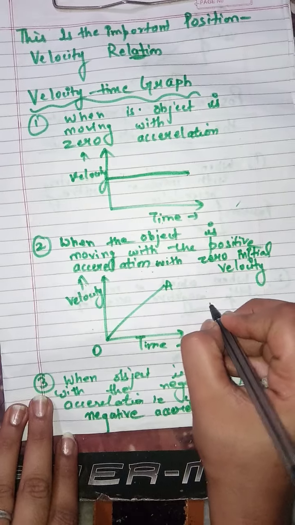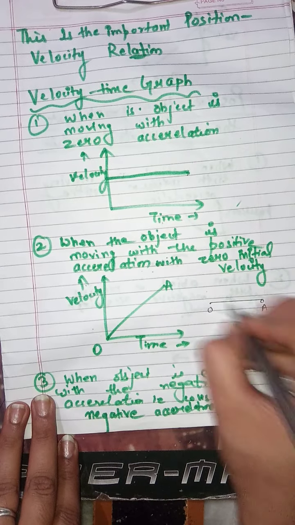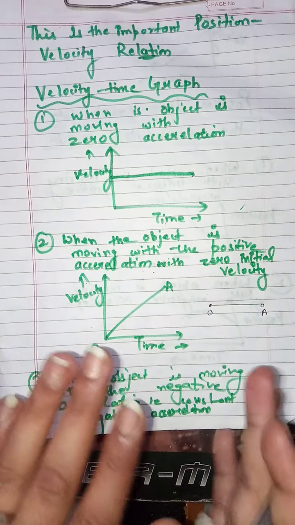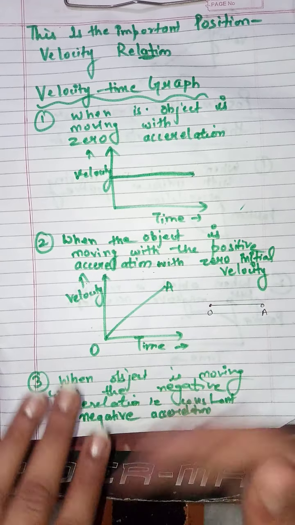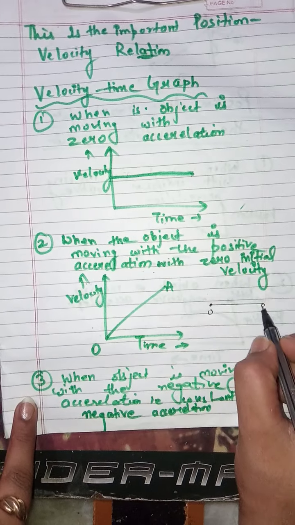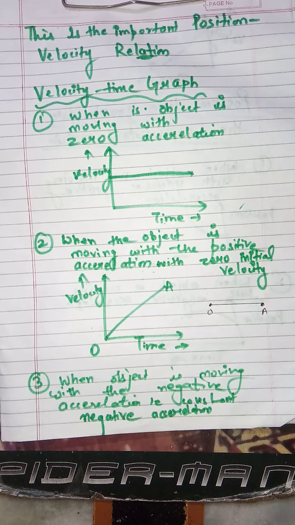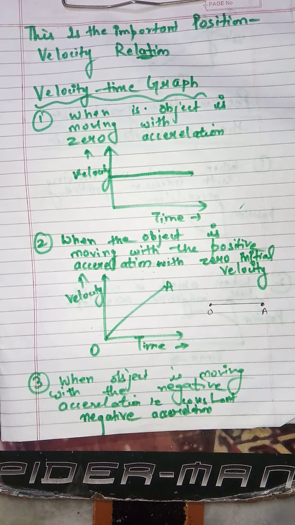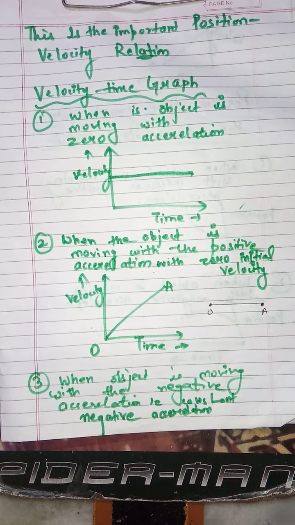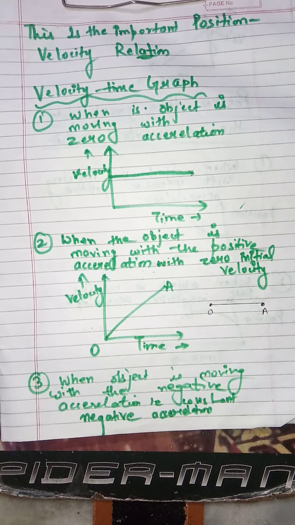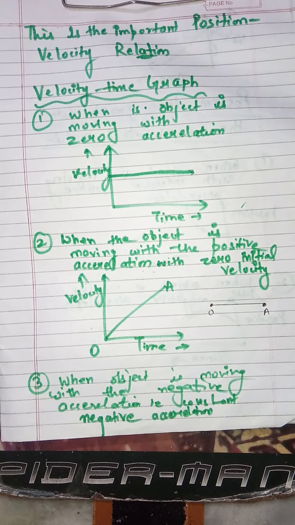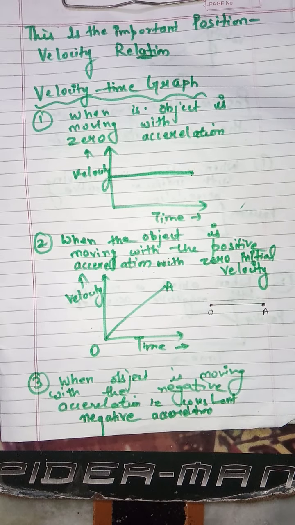Suppose we have a car present at this point, suppose O, and the car is at rest presently, and then the car starts moving and it reaches the point A. This is the case of our zero initial velocity, that initially the object is at rest, or the initial velocity of the object is equal to 0, and then it starts moving with uniform positive acceleration. We know from the previous videos that positive acceleration means that the velocity is increasing with the time.